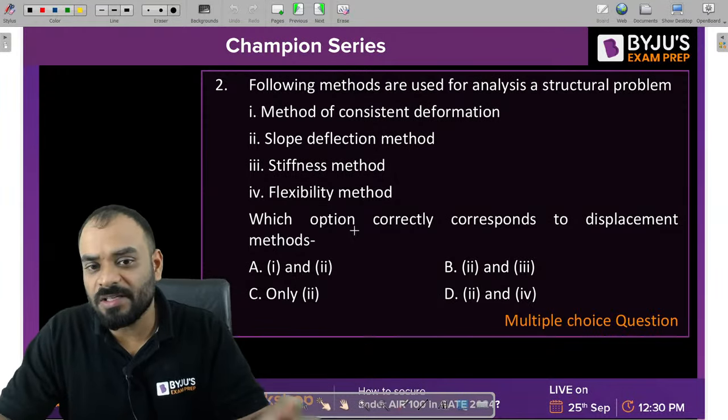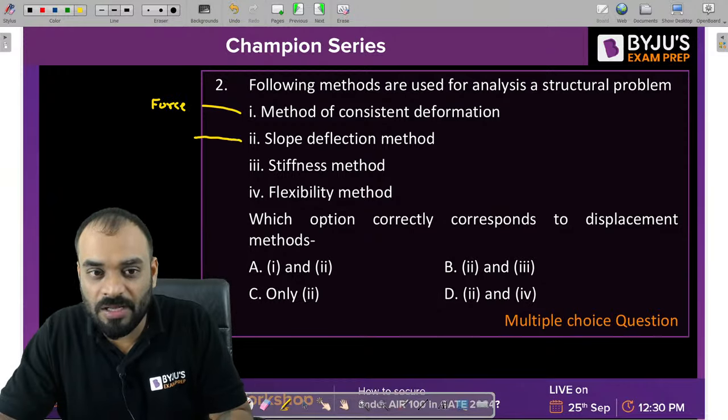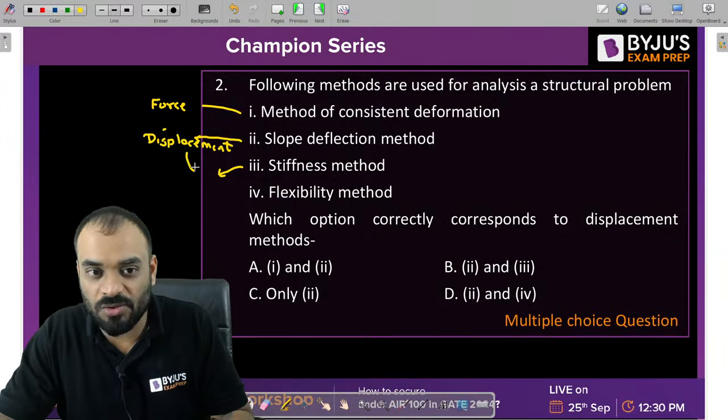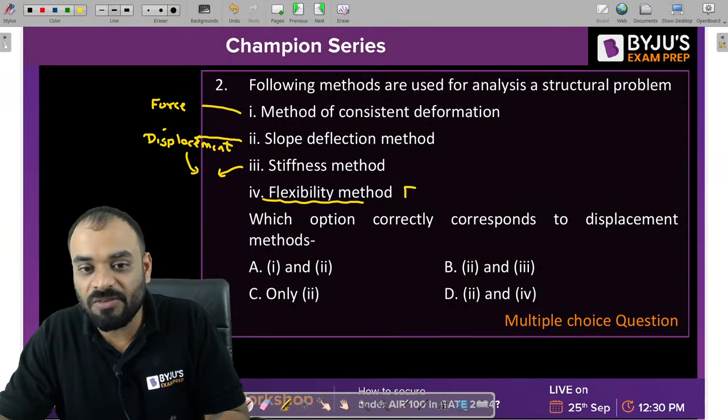Method of consistent deformation is basically a force method. If we talk about the slope deflection method, it is a displacement method in which we have certain displacement values which are unknown to us. Stiffness method is also a displacement method. But the flexibility matrix method, or flexibility method, is basically a force method.